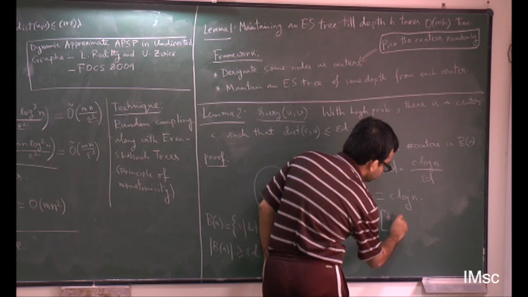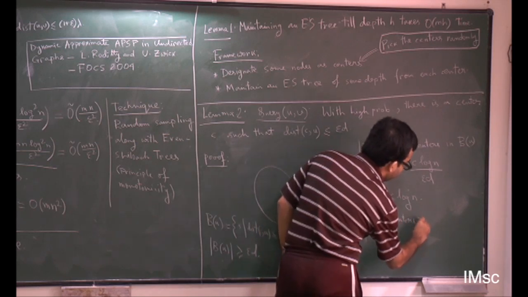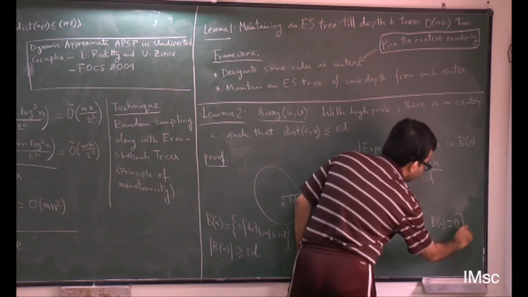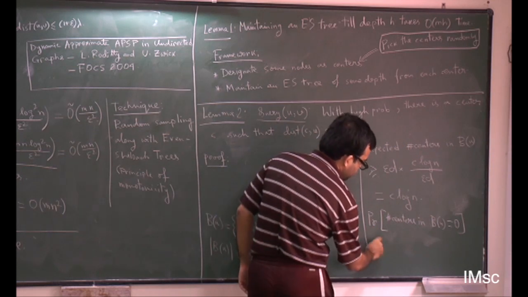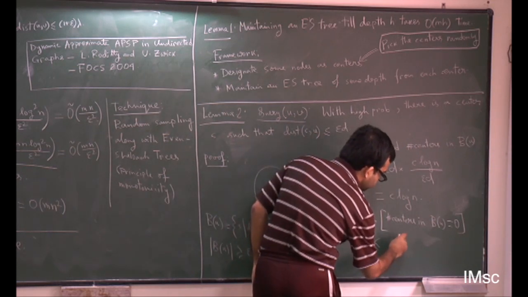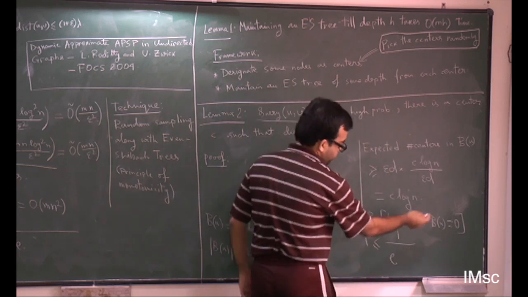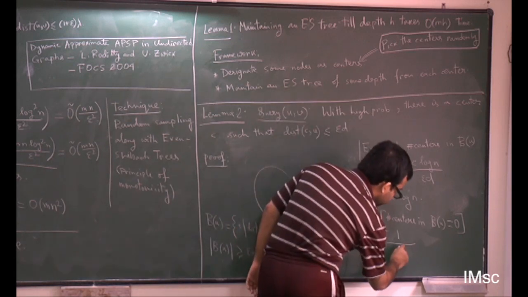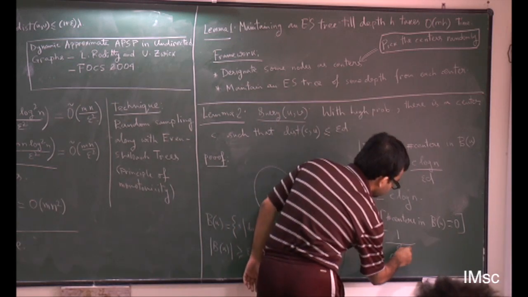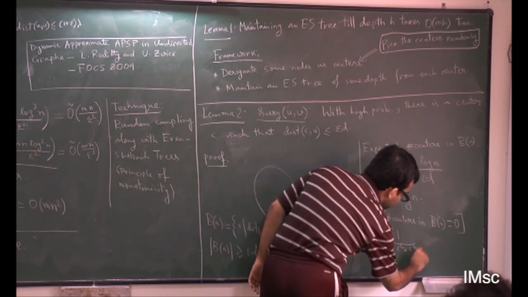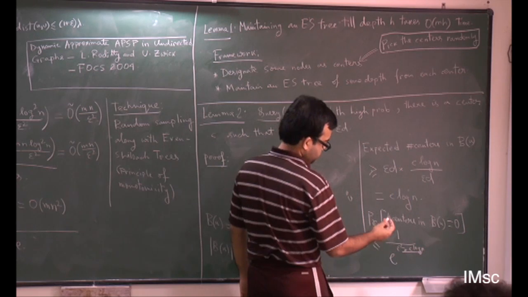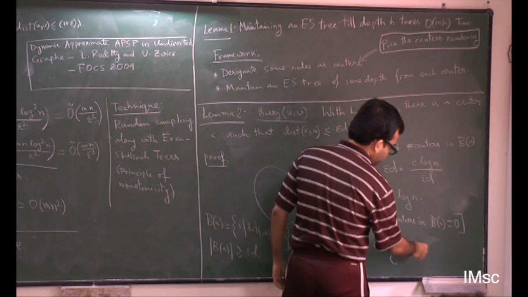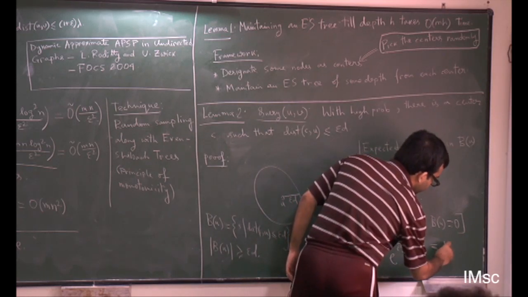that number of centers in B of u equal to 0, this is the probability. This will drop exponentially with respect to the expectation. So, this will be, I think, something like this. The exact term does not matter, C log n by some C log n. So, this entire thing will hold with high probability.